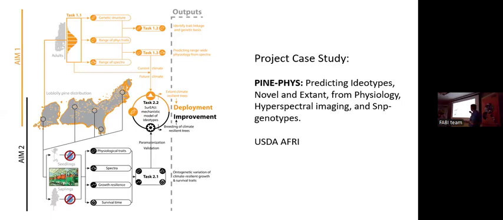This is a case study I want to share with you from our PinePhys grant. This is about predicting ideotypes, novel and extant, from physiology, hyperspectral imaging, and SNP genotypes. So we've been looking at this common garden where each one of these gold points is a wild type provenance that was gathered, planted, and grown here in our garden in Gainesville, Florida.